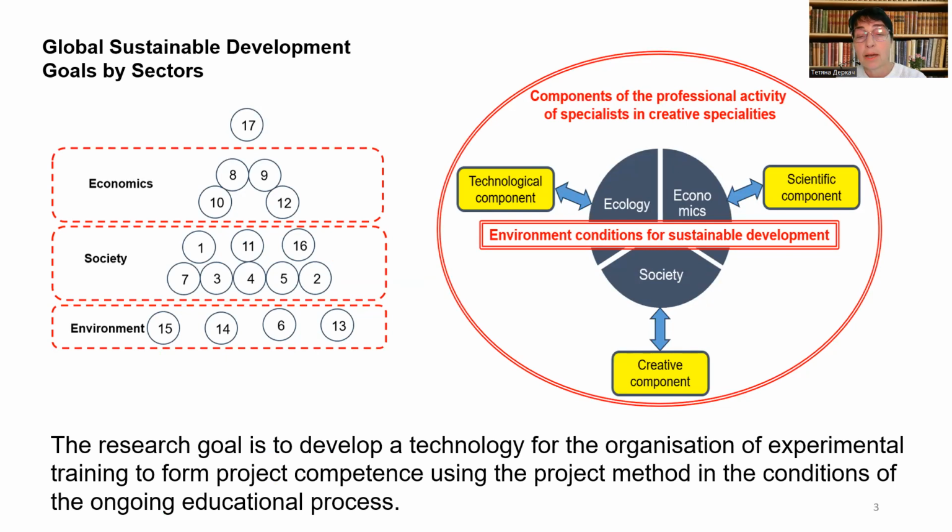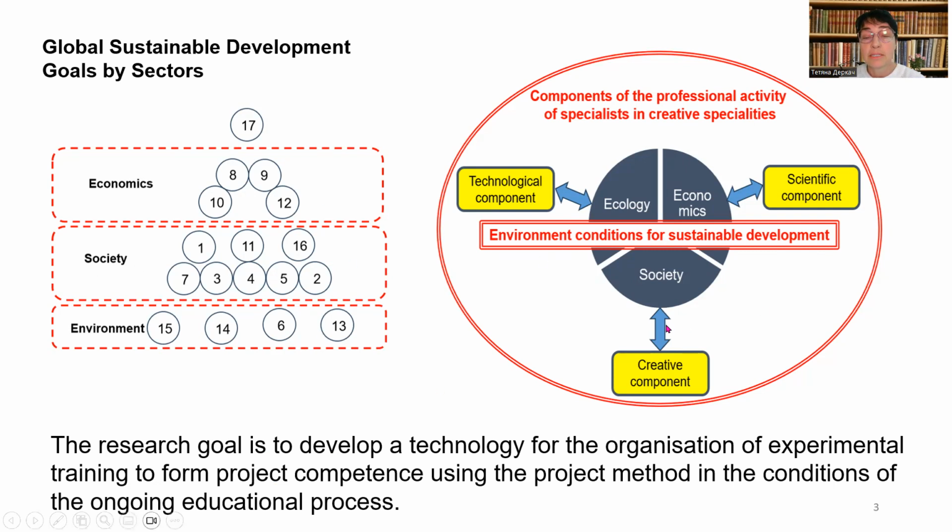Multidisciplinary learning comes to the fore when the learner simultaneously and synchronously acquires skills and abilities to fulfill human, social, economic, and environmental tasks. It requires the simultaneous development of three main components of professional activity: creative, scientific, and technological. The creative component is oriented to achieving human and social goals of sustainable development.